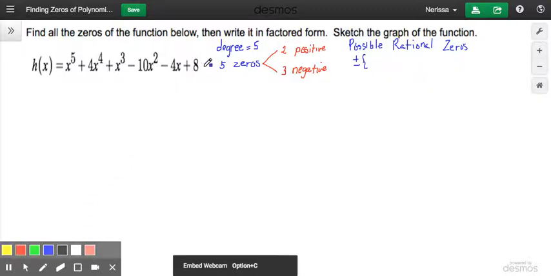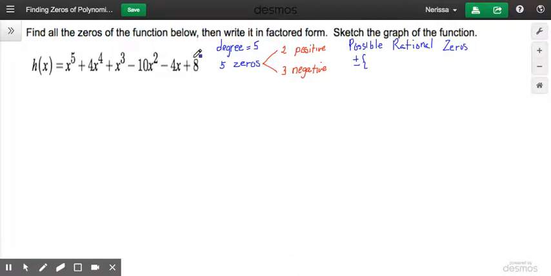So to determine that list, we need the constant term. So we need 8. So we need to factor 8. And the factors of 8 are 1, 2, 4, and 8. And we also need the factors of the leading coefficient, which is hiding here, which is a 1. So the leading coefficient is 1. Factors of 1 is just 1.